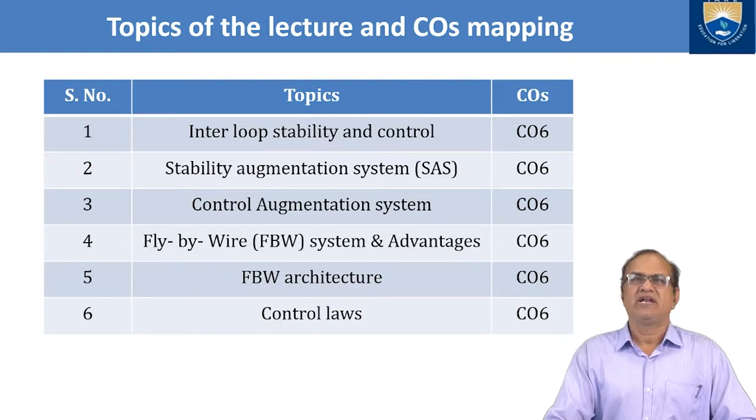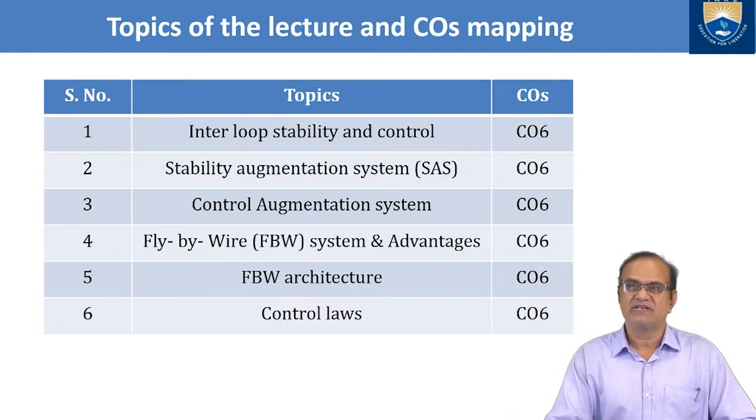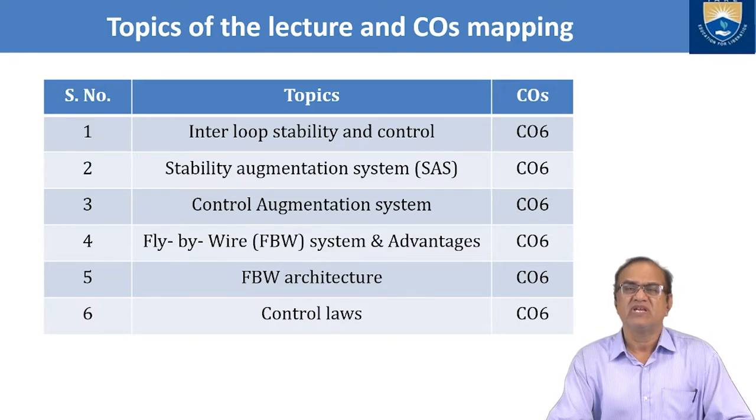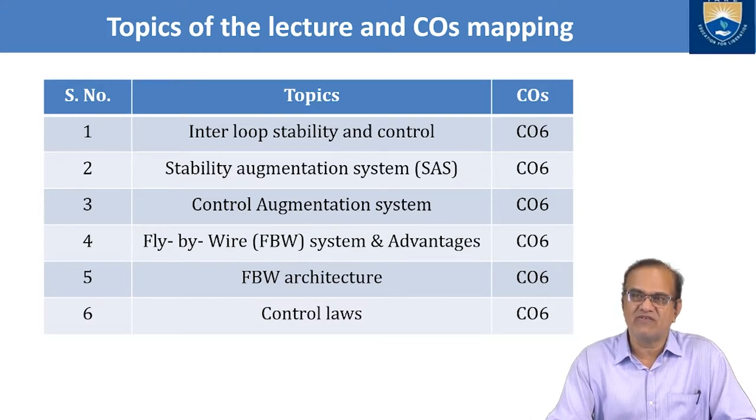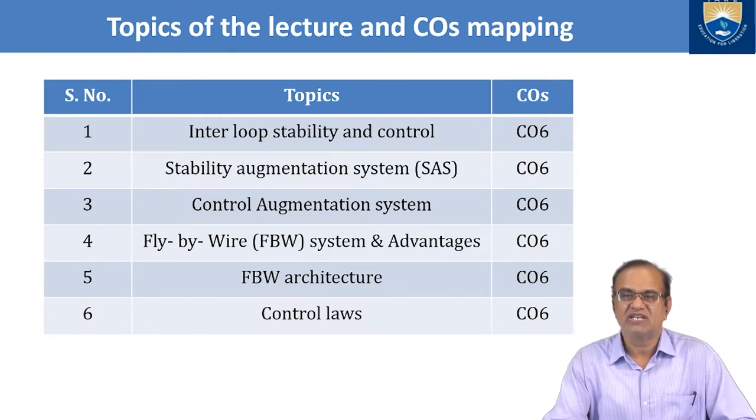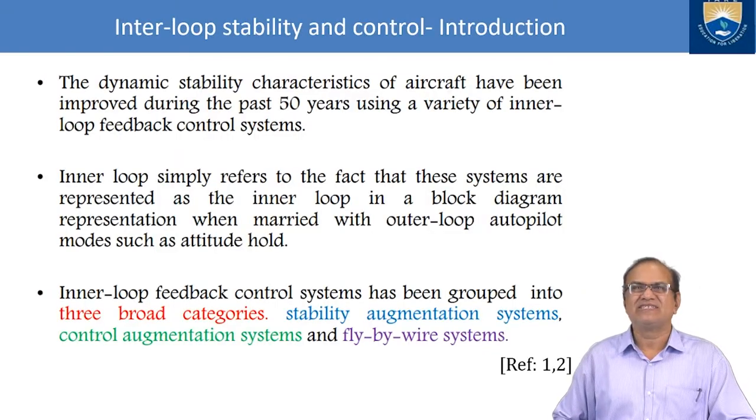So here I am discussing the topics of the lecture and the COs mapping. This topic belongs to module 5, the flight control systems or engine control systems. So its CO is CO6. In this I am going to discuss inner loop stability and the control system, which is also CO6. Stability augmentation system, in short SAS, is also CO6. Then control augmentation system; stability is different and control is different, and we have to understand that. Control and stability are not the same. Then the fly-by-wire (FBW) system and its advantages, fly-by-wire structure and architecture, and then control laws. They all belong to CO6.